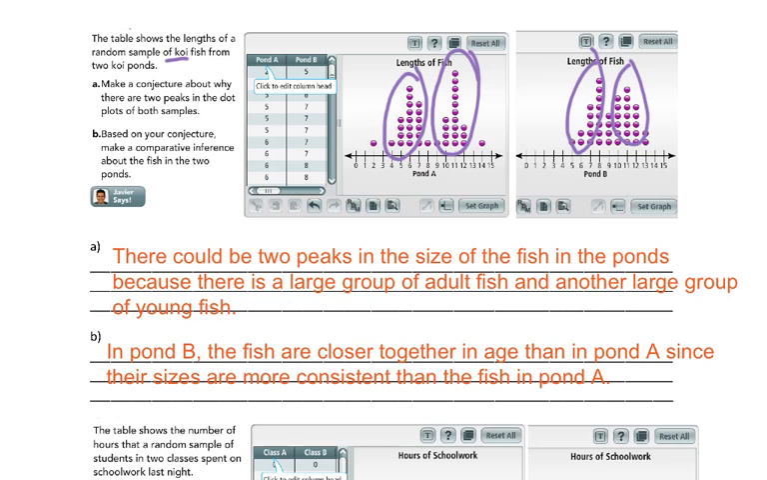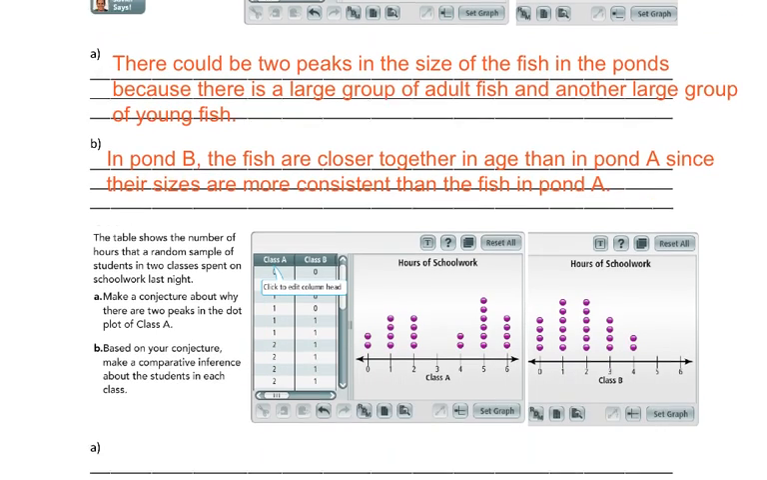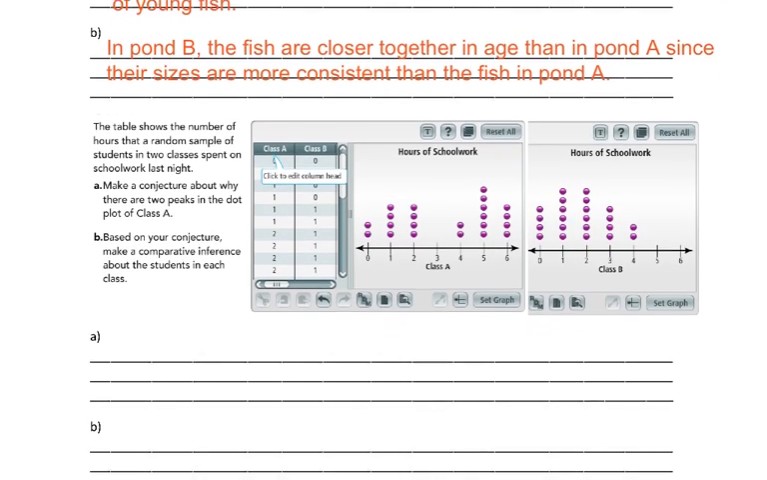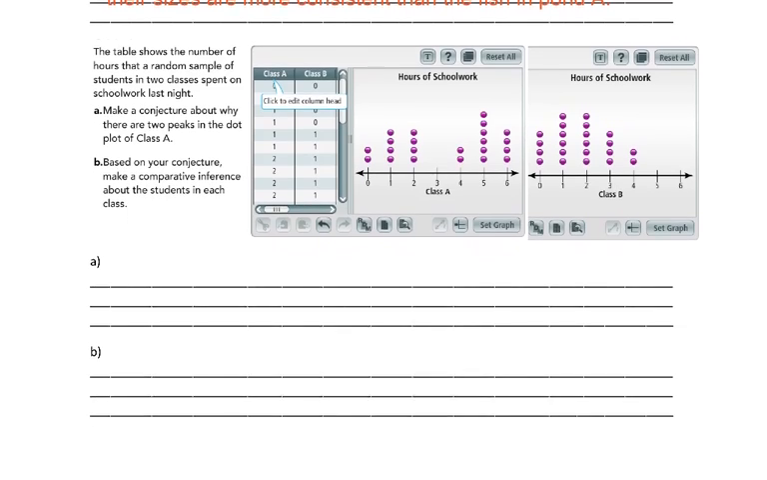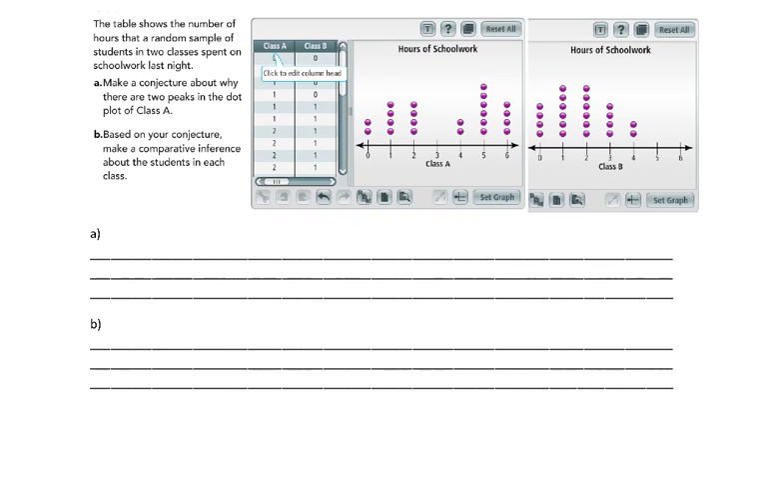All right, let's take a look at the next one. It says that the table shows the number of hours that a random sample of students in two classes spent on homework last night. So we're just talking about one night. Make a conjecture about why there are two peaks in the dot plot of class A, and based on your conjecture, make a comparative inference about the students in each class. So you see that there are two distinct groups in class A, but in class B it's more consistent.